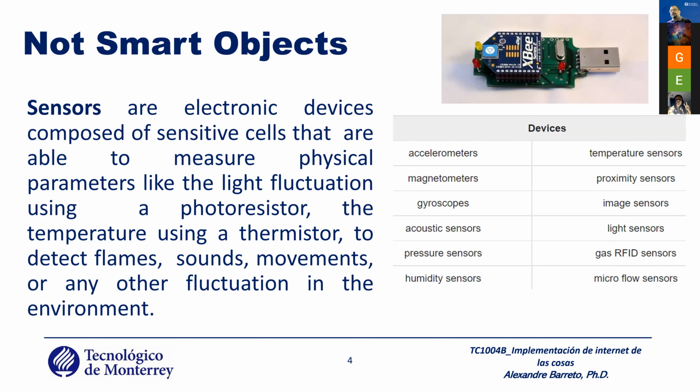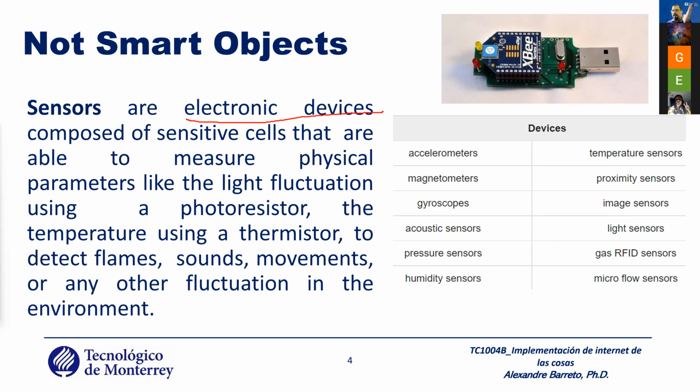Before understanding what a smart object is, we understand what a non-smart object is. Okay. A non-smart object is an object that is not capable of interacting with other objects or with people. Okay. For example, a sensor is an example of a smart object. Okay. What is a sensor? A sensor is an electronic device composed of sensitive cells, okay, that are able to measure physical parameters.